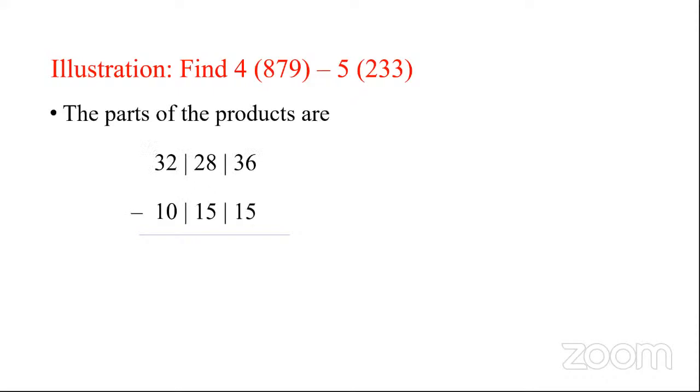Now this example. Find 4 into 879 minus 5 into 233. Write the parts, do it fast. 32, 28, 36 minus 10, 15, 15 this way. Don't add, subtract. Again digit wise. 6 minus 5, 1. 3 minus 1, 2. 8 minus 5, 3. 2 minus 1, 1. 2 minus 0, 2. 3 minus 1, 2. Again, no bar digit appearing. Shift the digits to have the answer 2351.